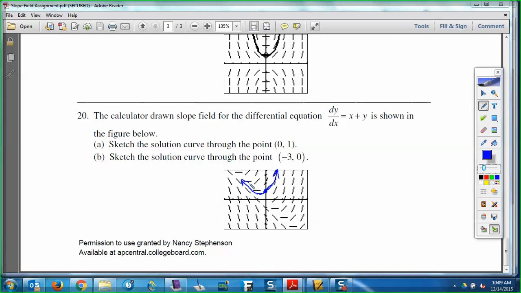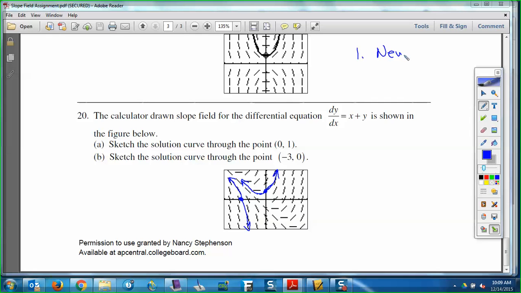The ones that I give you will have more little slope segments on them, so it'll be easier to do. Negative 3, 0 would be way over here, and so that looks like it kind of goes up like that, and then just kind of goes down like so, and that's what it does actually. Okay, so they look kind of different there depending on which initial condition you have. All right, so those are the things you need to be able to do.